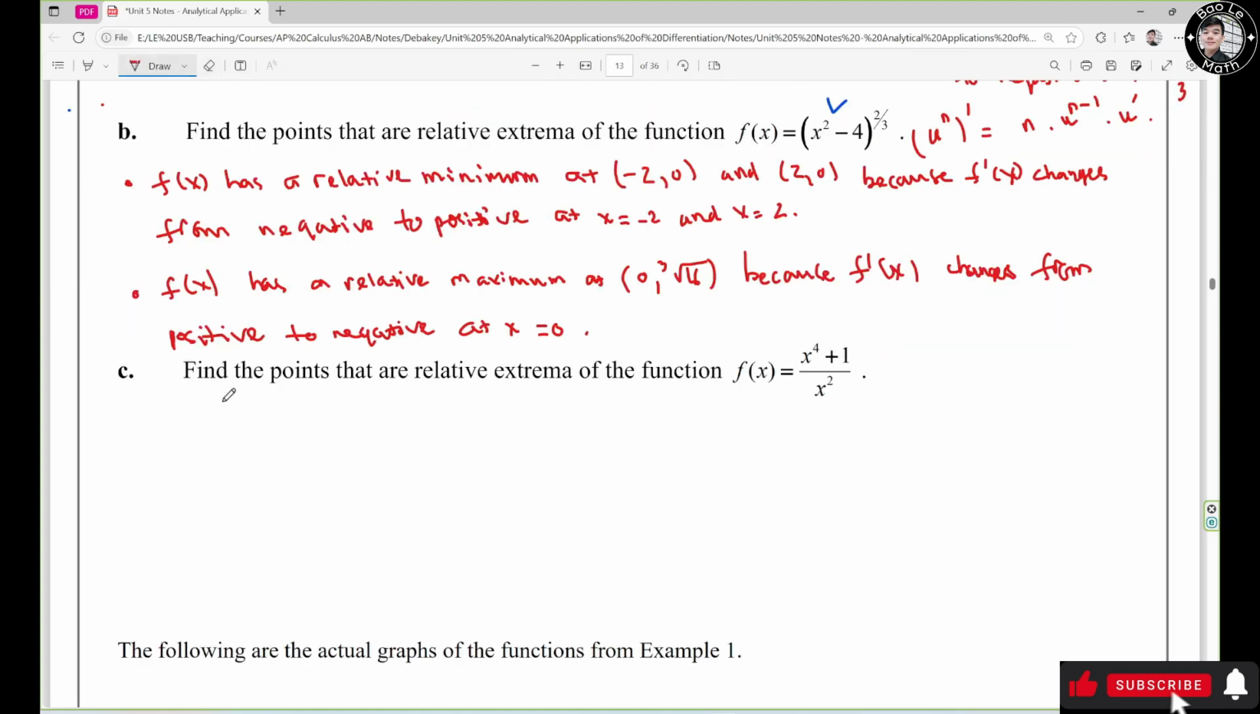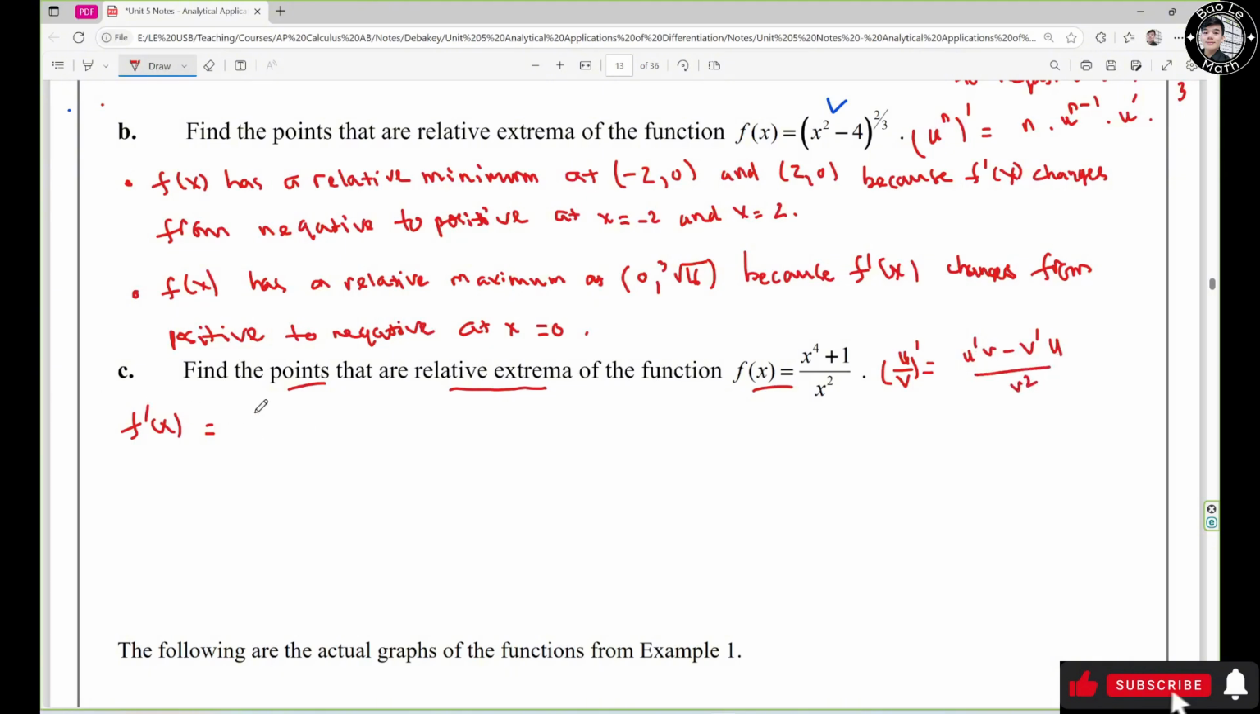Now let's move on to question C. Find the points that are relative extrema of the function f of s. Now we need to find the first derivative, right? So f prime of s equals, we need to use the quotient rule, right? So it would be u over v prime. It's going to be u prime v minus v prime u over v squared, right?